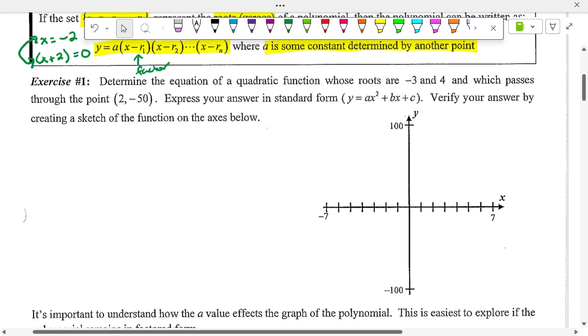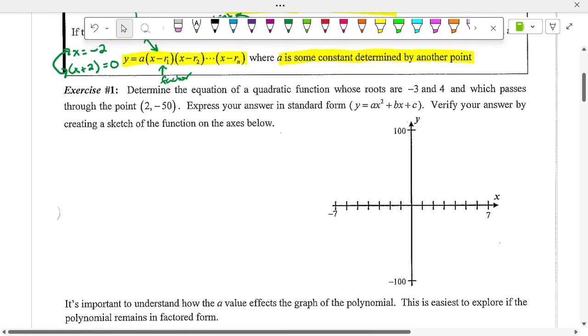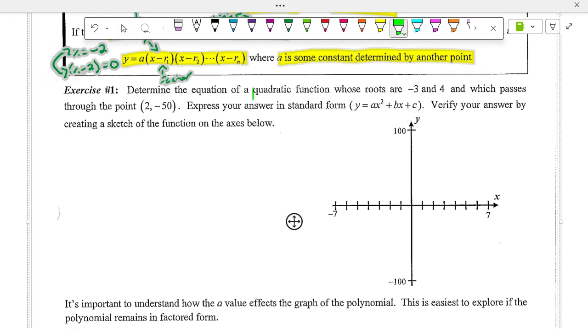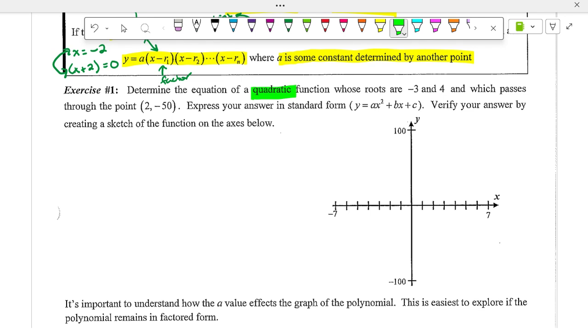So now, let's try exercise 1. So, we're going to determine the equation of a quadratic function where the roots are -3 and 4. So those are my roots, or x-intercepts. And it passes through the point (2, -50).